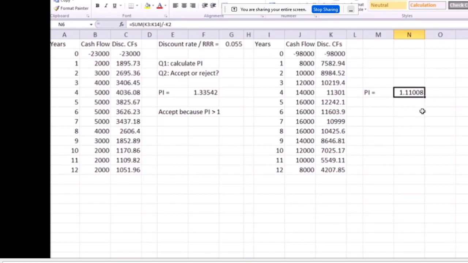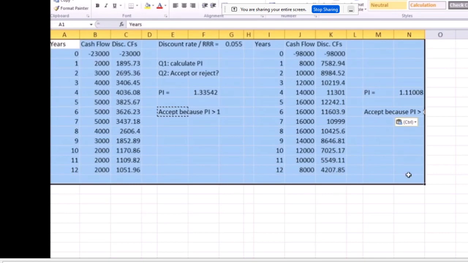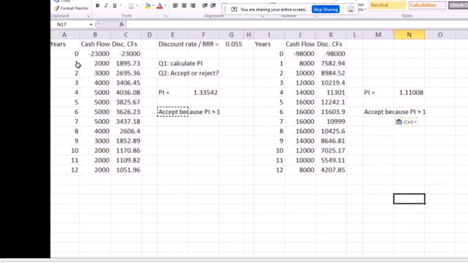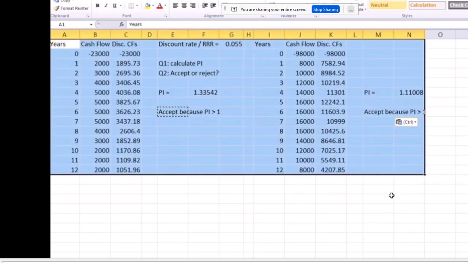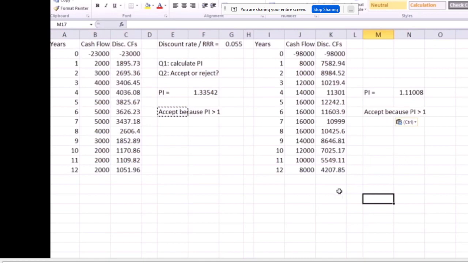So 11% profitability on this project. Looks like it's less than the 33.5% for the original project. We can accept this project because the profitability index is greater than 1. But if we have to choose between one of these two projects, if these two projects are mutually exclusive, if we cannot accept both of them, then there might be some problem. Let's calculate NPV.